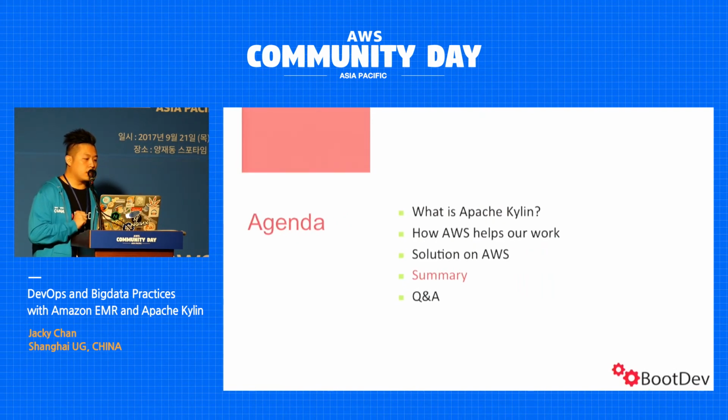Okay, in summary, Apache Kylin is something that we work on. Then AWS EMR and the different tools on EMR can help us a lot in our work. With the whole workflow, we have been serving 5 to 6 clients already till now, and it has saved us a lot of time, and we are happy with it.